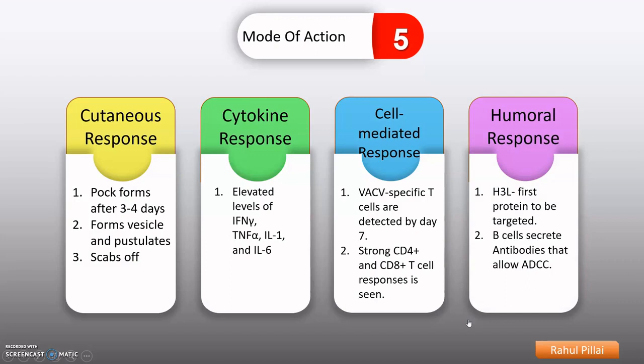H3L protein is a viral receptor involved in cell adhesion and is the first known target of neutralizing antibodies. B cells secrete antibodies that agglutinate, opsonize, and neutralize viral particles and allow antibody-dependent cell cytotoxicity, abbreviated as ADCC. IgG and IgM antibodies appear within 4 to 10 days post-vaccination. Antibody responses initially decline in the first year after vaccination, followed by maintenance of long-term stable levels for 50 years or longer.